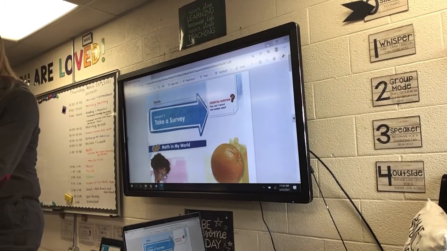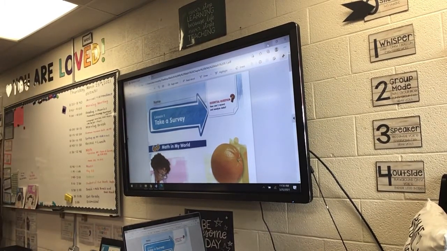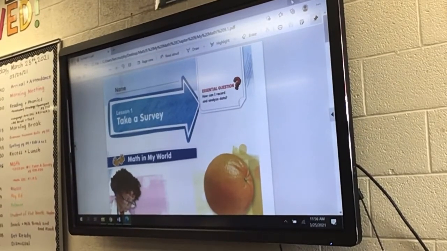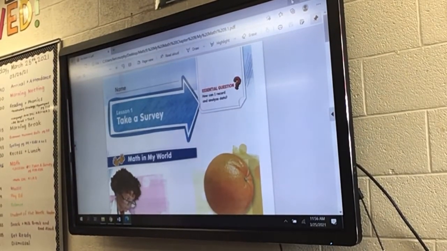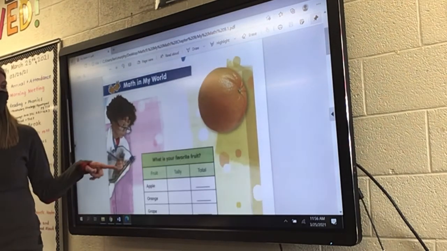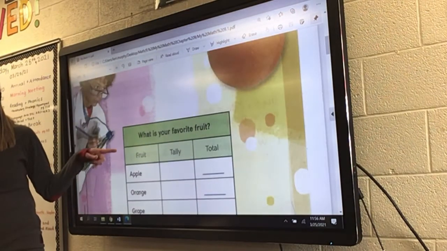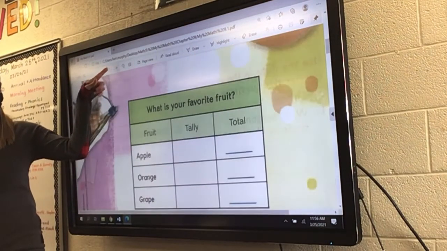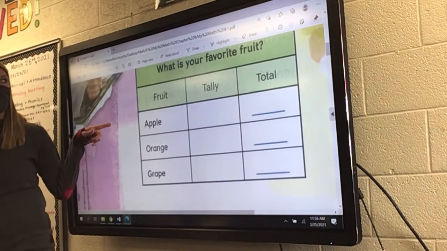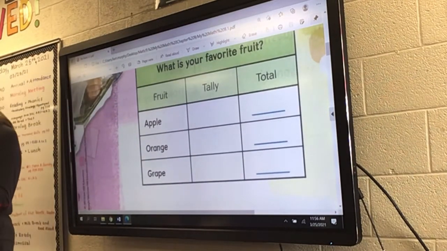Our data when we look at charts and graphs. So today, we're going to kind of do what they did. They took a survey of their favorite books. But today, we are going to take a survey of what is your favorite fruit. So right now, this is going to be our class chart.